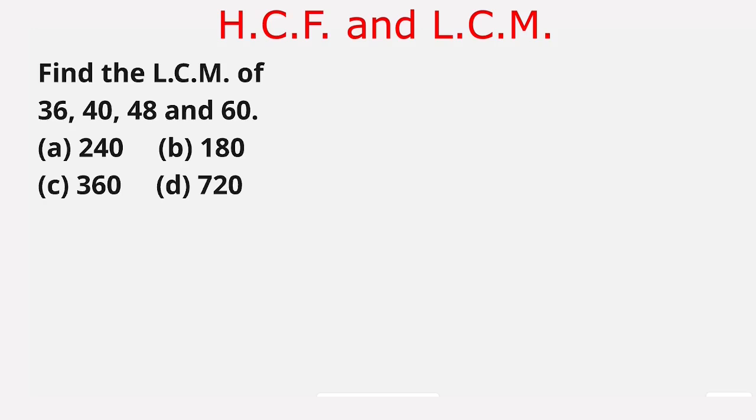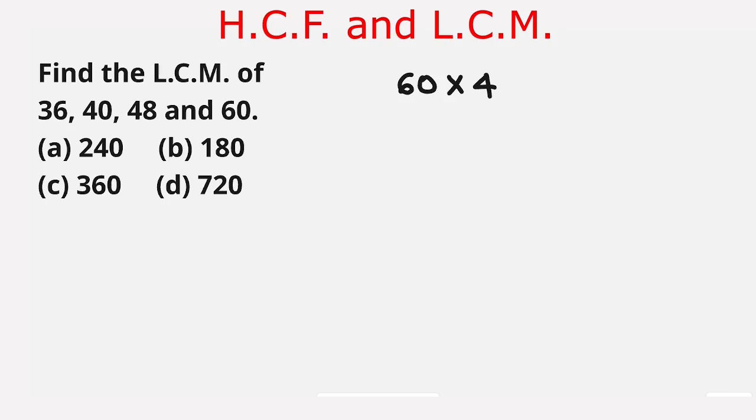We solve this question by shortcut method. The highest number is 60. So we write 60. Next, our number is 48. And 48 has factors 12 and 4. 12 is already included in 60, which is 12 times 5 is 60. And 12 times 4 is 48. So 4 is not included in 60. So we write 4. Now the next number is 40.